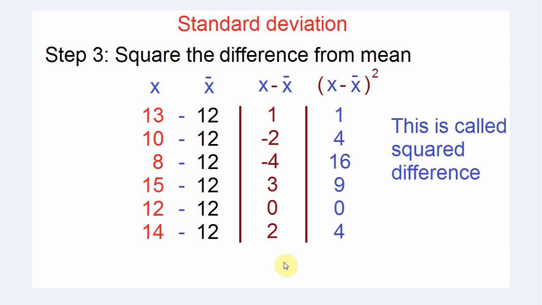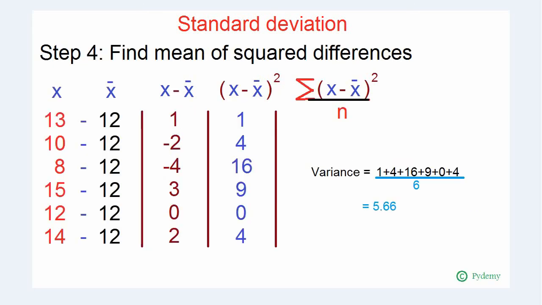Step 3, square the difference from mean. So simply square these values. Square of 1 is 1, square of minus 2 is 4, minus 4 is 16, the square of 3 is 9, 0 is 0 and 2 is 4. This is called square difference. So step 3 is square the difference from mean.